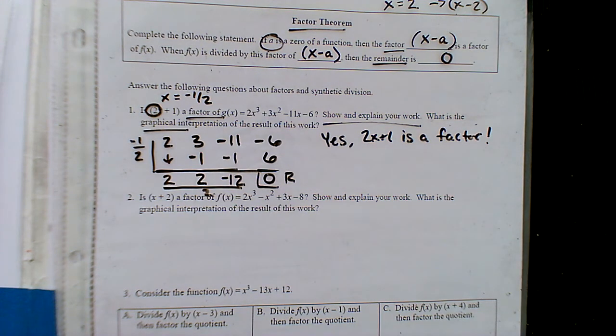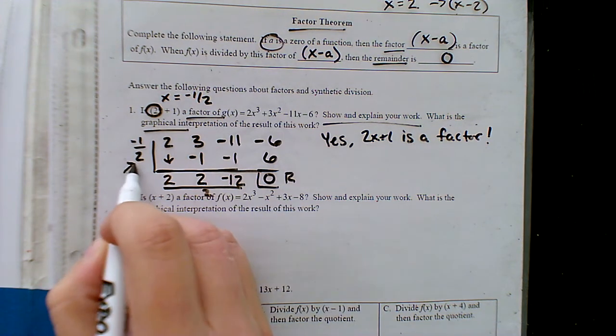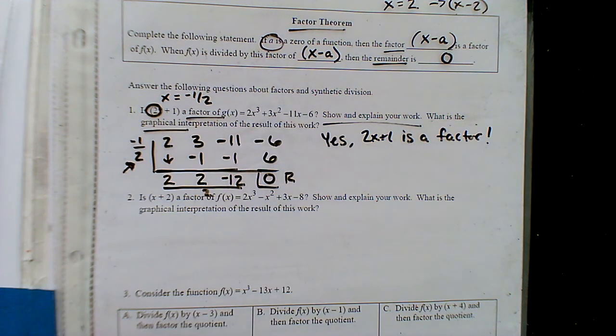What is this telling us about the graph of this polynomial? We don't have a graph available to us, but maybe this is kind of hinting at something. What's special about this negative 1/2?